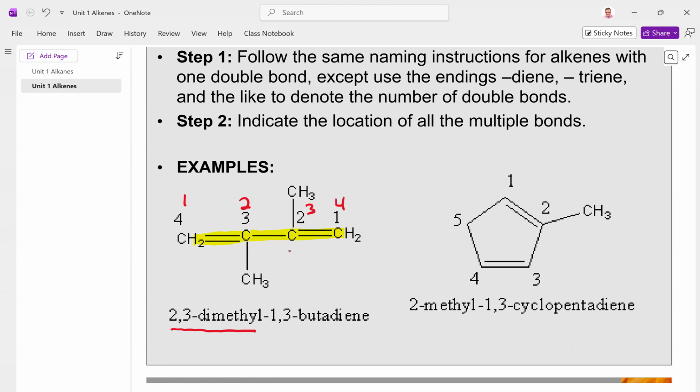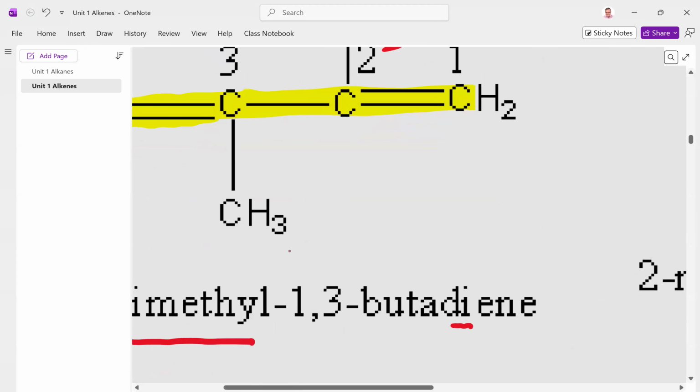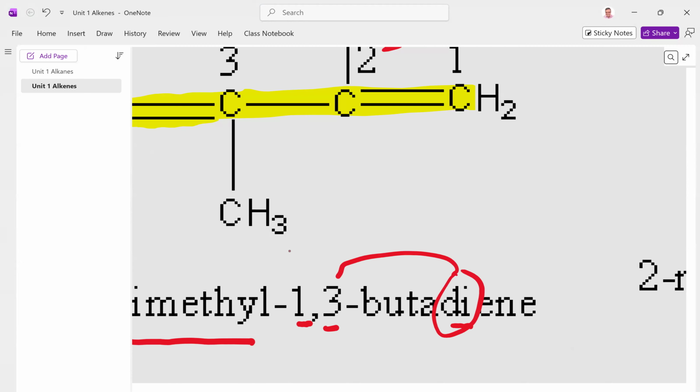Okay, so this was going to be, notice, we have to indicate there are 2 double bonds. And it's at positions 1 and 3. So those have to go together. If there were 3 double bonds, you'd have a triene.